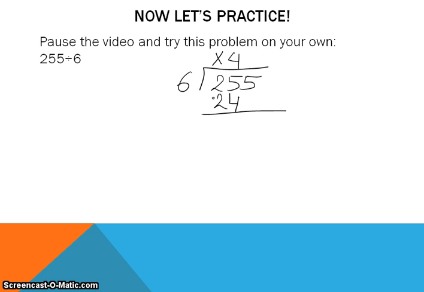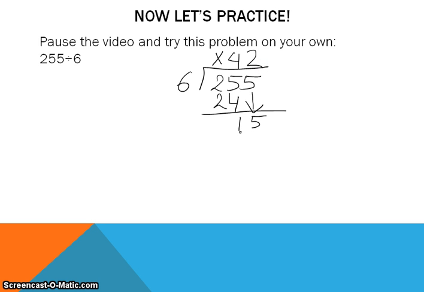Make sure that you're lining this up right. 5 minus 4 gives you 1, and 2 minus 2 gives you 0, and I'm not going to worry about that. So next, you see 6 doesn't go into 1, which means we did this step right. And we're going to bring the 5 down directly below. 6 into 15. Now, what number that's close to 15 can be divided by 6? That number is 12. 12 divided by 6 is 2.